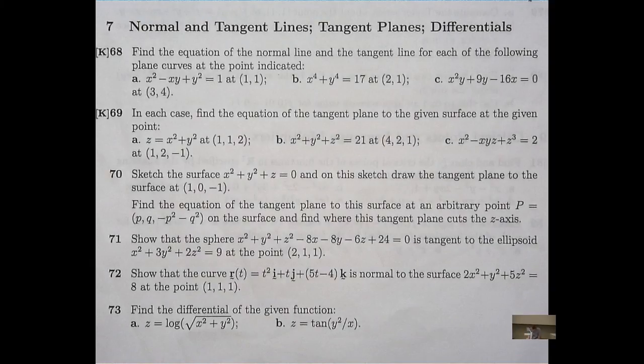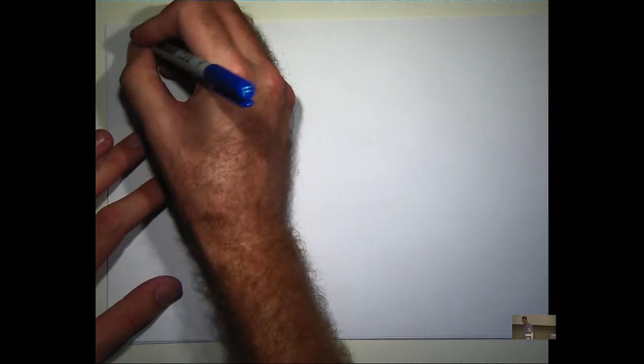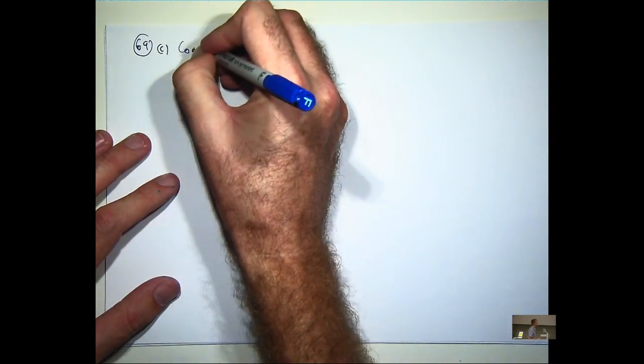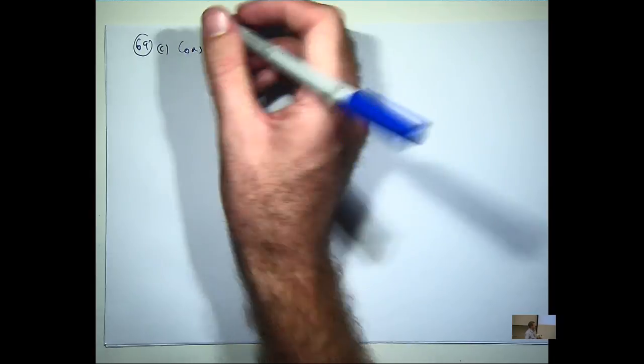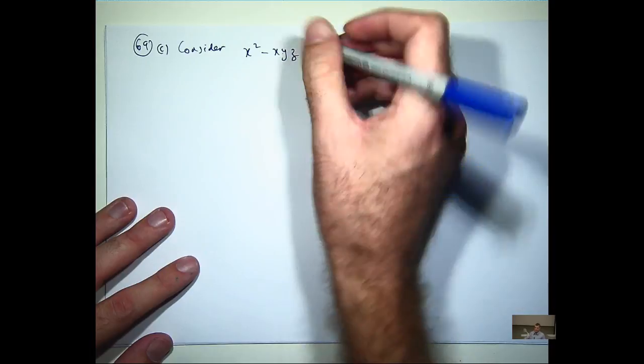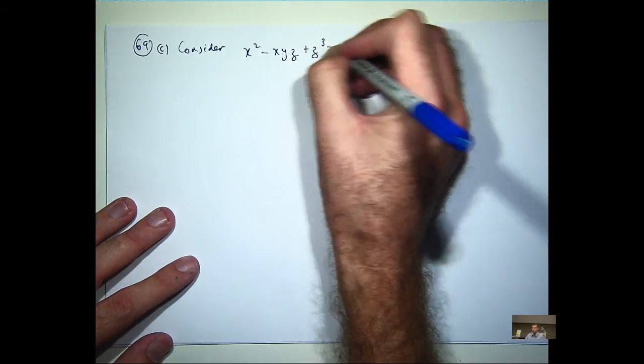Now 69C. Find the equation. I'm not going to sketch it. I'm just going to find the equation of the tangent plane. Again, this is another useful application of the gradient. So 69 has the following. This time we're working in three-dimensional space, and we've got some sort of surface associated with this equation.